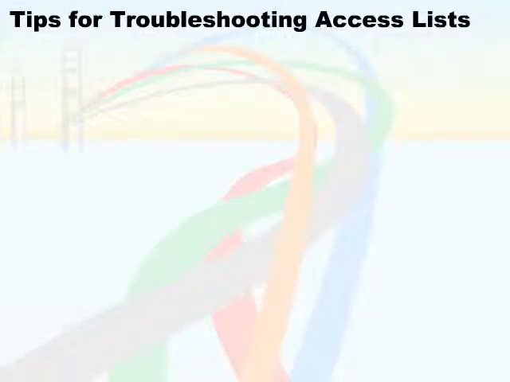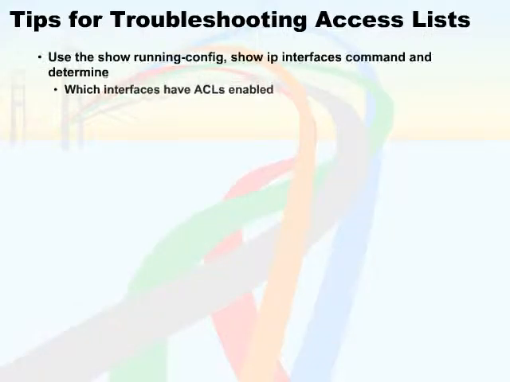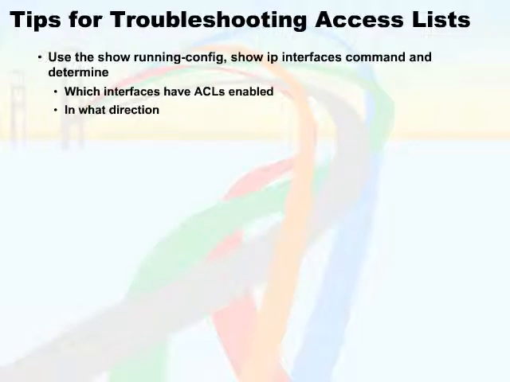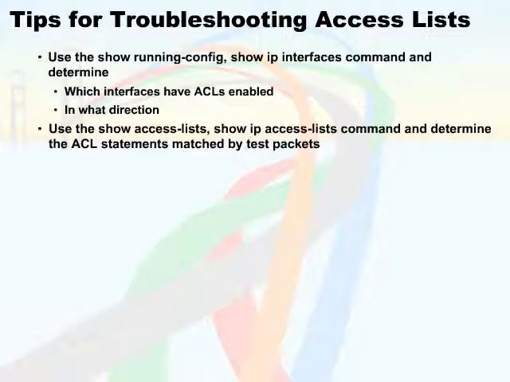Despite following all of these guidelines, you may still encounter some problems while implementing. However, we can troubleshoot ACL-related problems by following some tips. We can determine which interfaces have ACLs enabled and in which direction by using the show running-config or show IP interfaces command. Next, we can also determine the ACL statements matched by test packets by using the show access-lists or show IP access-lists commands.